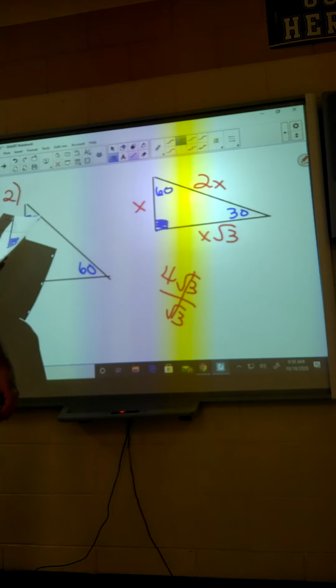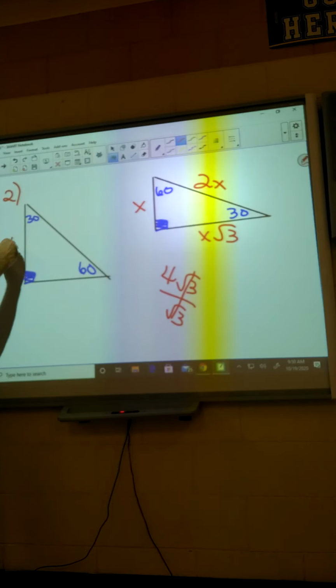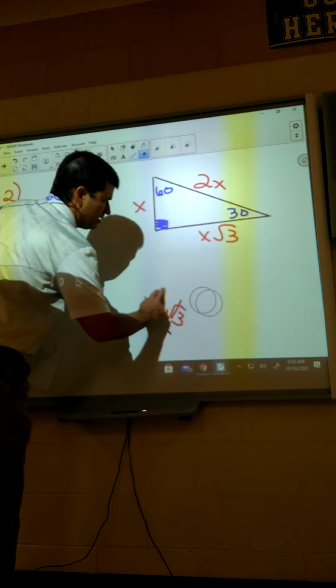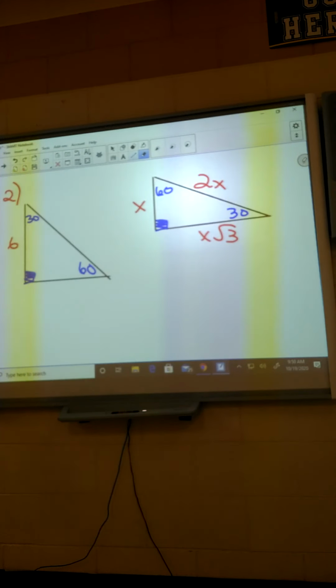All right, here we go. Number 2. All right, they give us 6, guys. Which side, Weston, which side is the 6 on? The 30, the 60, or the 90?